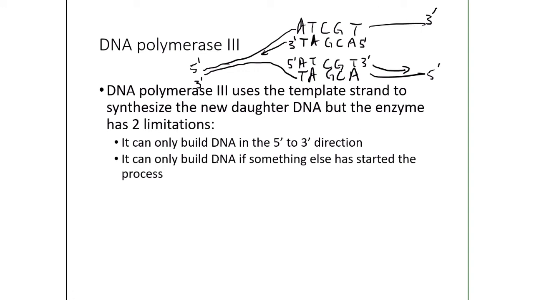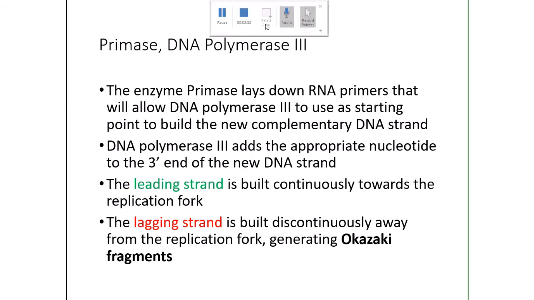The second problem is DNA polymerase 3 can only build DNA if something already started the process. Okay, if there are no nucleotides on a strand, if this is like the beginning, like this, right, and DNA polymerase 3 comes, it won't be able to do anything because there are no letters put on there. There are no nucleotides put on there, so it doesn't know where to start. Right, so something else has to start the process.